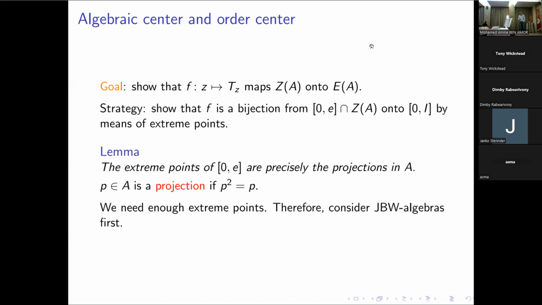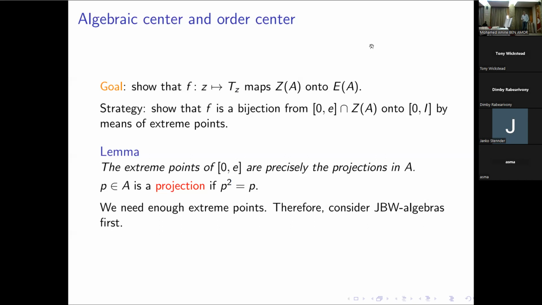So the idea is to look at extreme points, and the motivating thing is that if you have here the identity of a JB algebra, and you look at the order interval from 0 to that, and you take the extreme points of this order interval, those are precisely the projections. And projections in an algebra are elements whose square is the same as the element. So that gives some way of analyzing what happens with these order intervals.